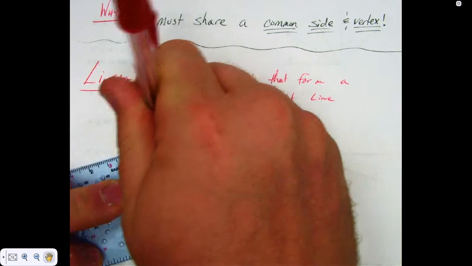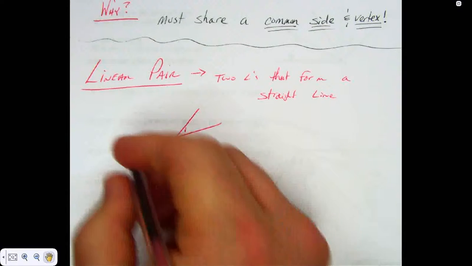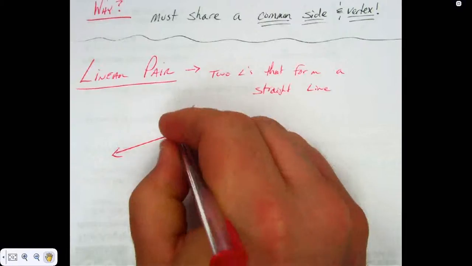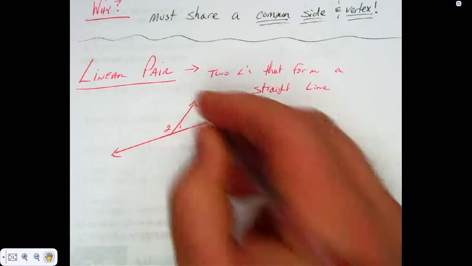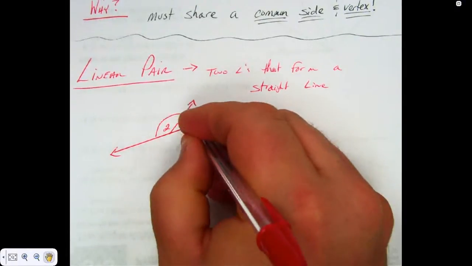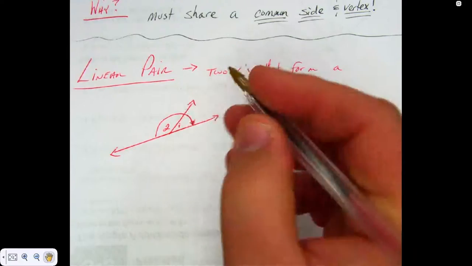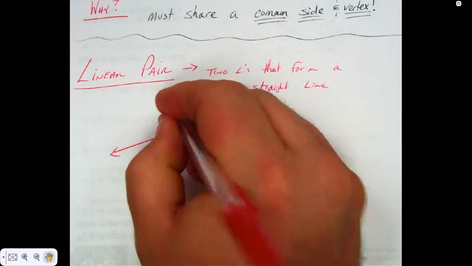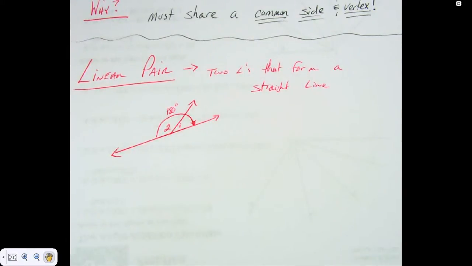Everybody see this? See how together, angle 1 and angle 2 create a what? Straight line. So what do you know the measure of that angle right there is? 180 degrees. You'll use this over and over again.